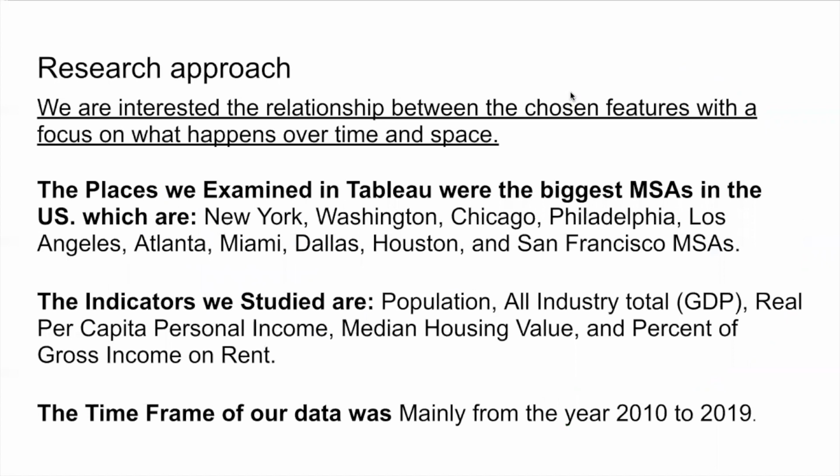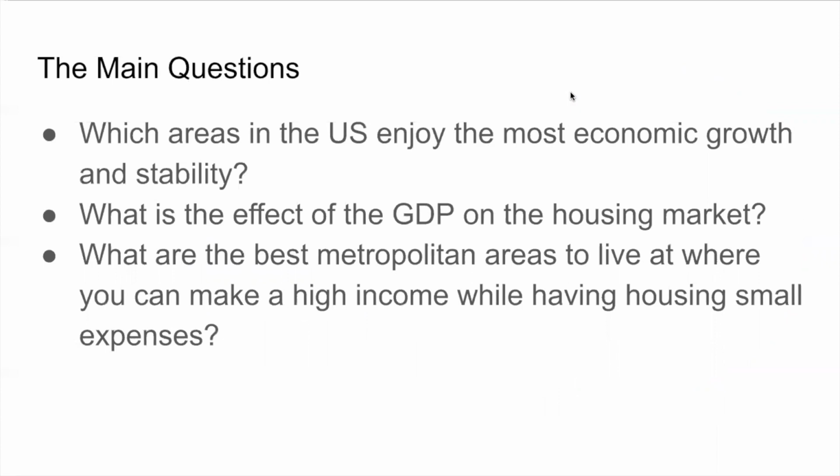Here's our research approach, which I'm not going to discuss in much detail for now, as we'll present it visually in the next slides. So the main questions we wanted to answer in our research are: which areas in the US enjoy the most economic growth and stability? What is the effect of GDP on the housing market? And what are the best metropolitan areas to live in the US where you can make a high income while not having to pay too much on housing?